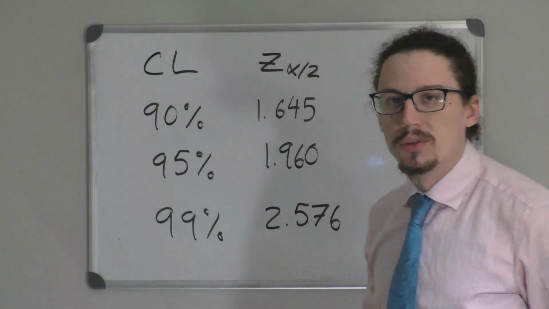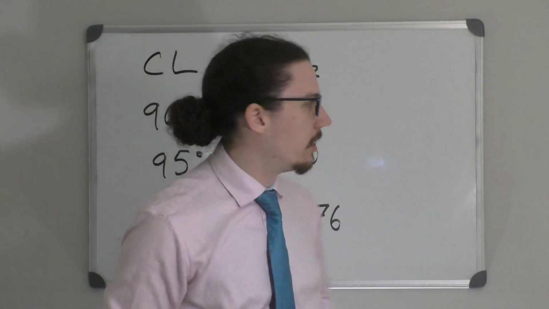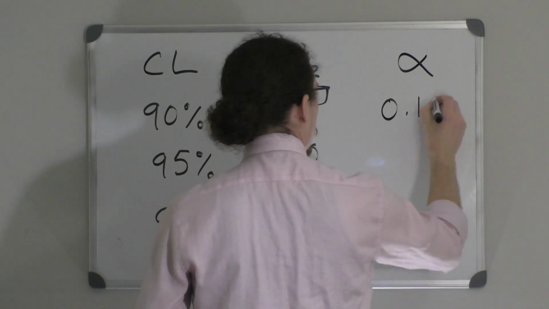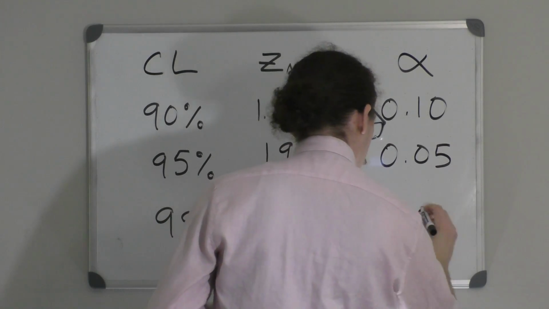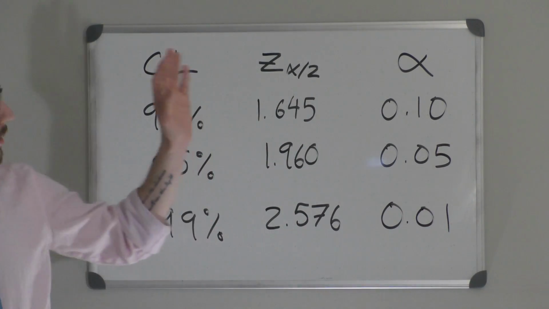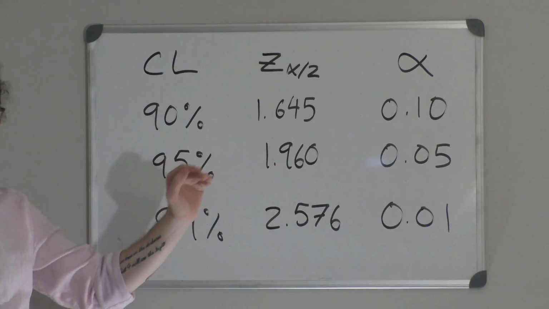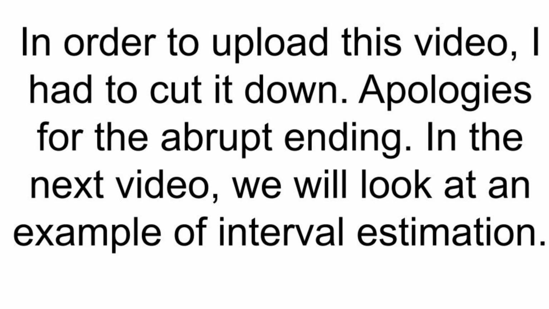I'm also going to pop up the alphas that correspond as well, just so we see those, because sometimes you'll be given that information as alpha or as the confidence level. So for the 90% level, our alpha is 0.1, for 95 it's 0.05, and for 99 it's 0.01.